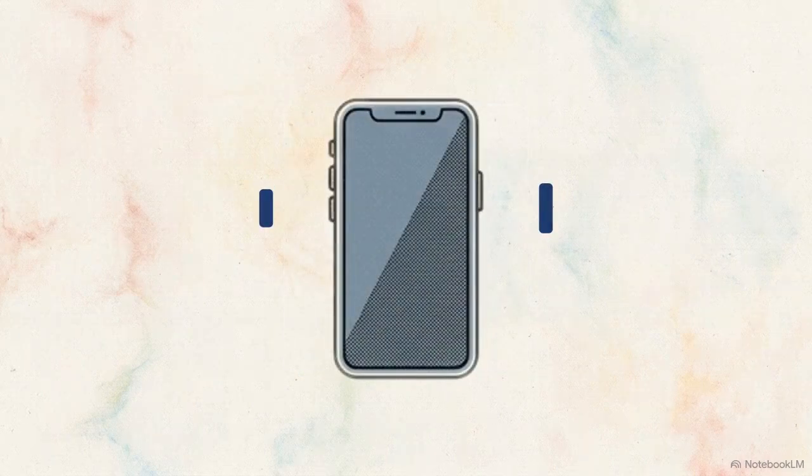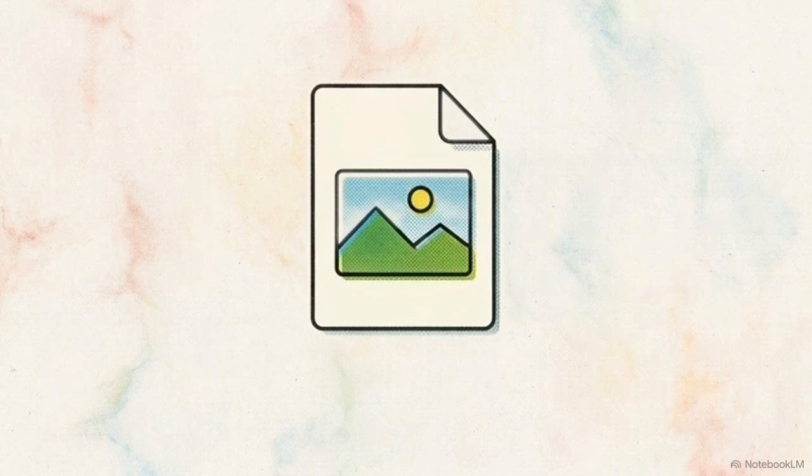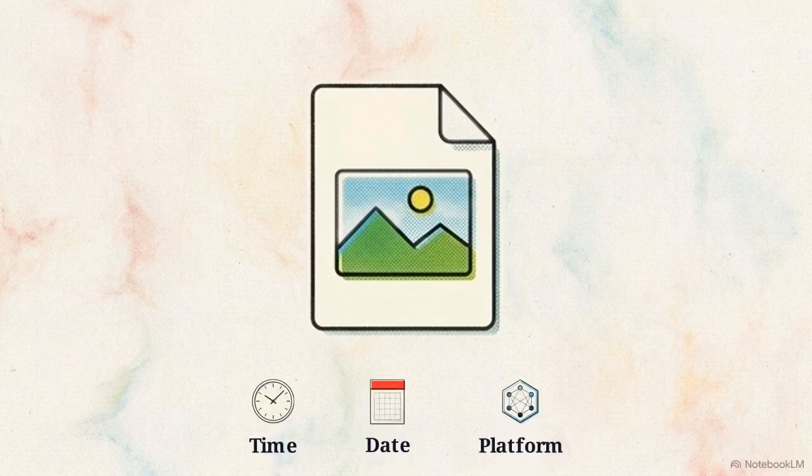With the situation contained, move to step 2, save. You must preserve the digital evidence in its original state. Take a raw, unedited screenshot of the conversation. This provides a permanent record. In your Notes app, log the secondary details: exact time, date, and platform.